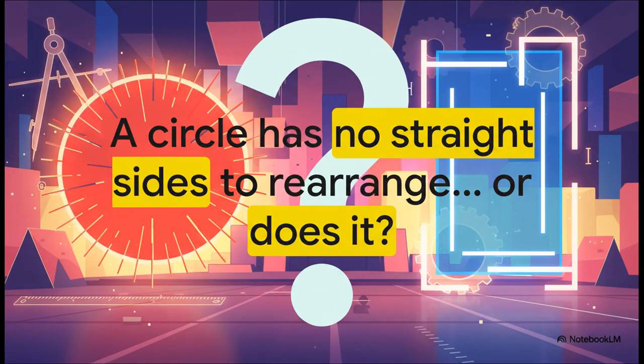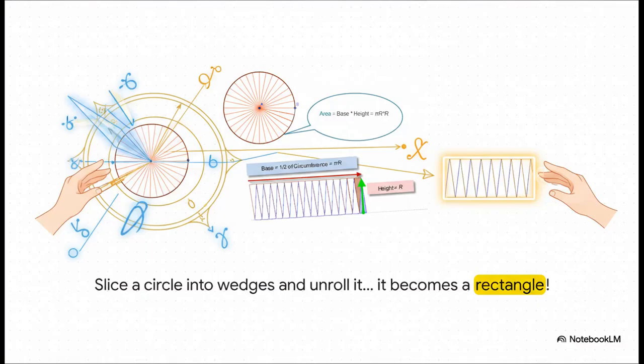Or maybe we can. Now this is one of the most beautiful and clever ideas in all of math. Watch. You slice the circle up into a bunch of tiny wedges, like a pizza. Then you take those wedges and line them up, alternating them, one pointing up, one pointing down. And what's crazy is, the more slices you make, the thinner they get. The more this new shape looks, well, it looks almost exactly like a rectangle.